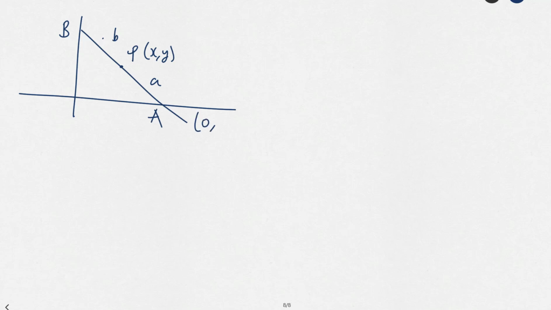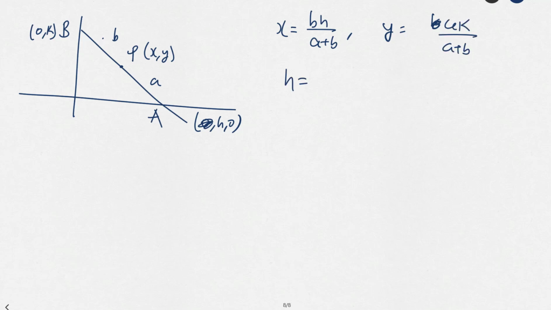We can simply, let's do that. A is lying on x-axis, right? So a, b, this point p is (x, y). PA was a, this was b, (0, h) and (0, k). x will be b times h over a plus b, and y will be, not b times, a times k over a plus b. So h is (a plus b) over b times x, and k is (a plus b) over a times y.